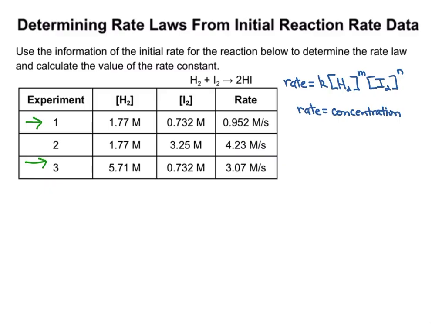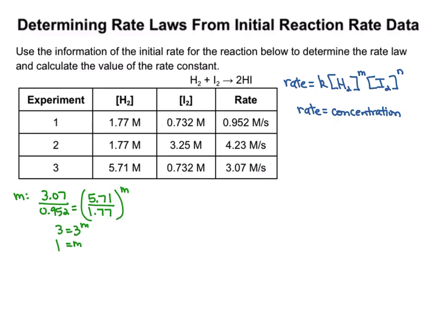So solving for m means I would have to take experiment 3 rate, divide that by experiment 1, and this should equal to the concentration of H2 raised to some power m. So this is going to give me 3 equals 3 to the power of m, so m equals 1.